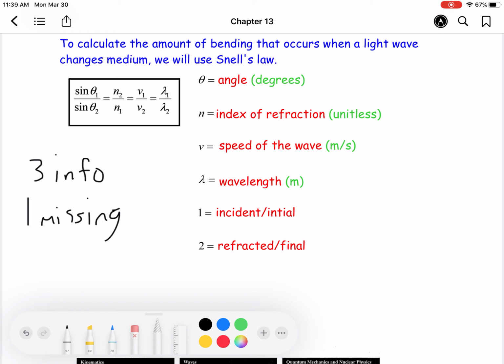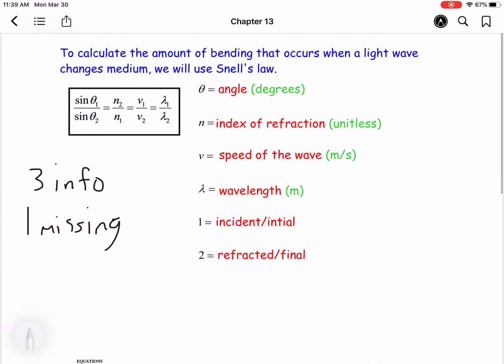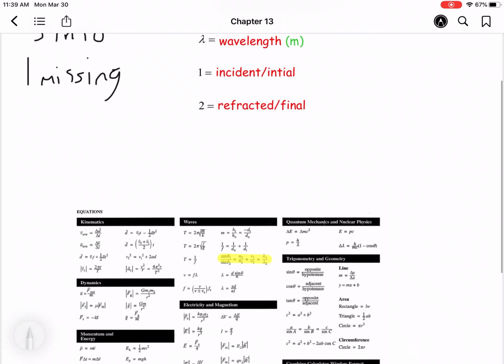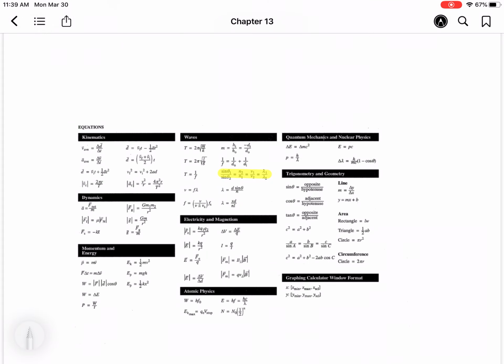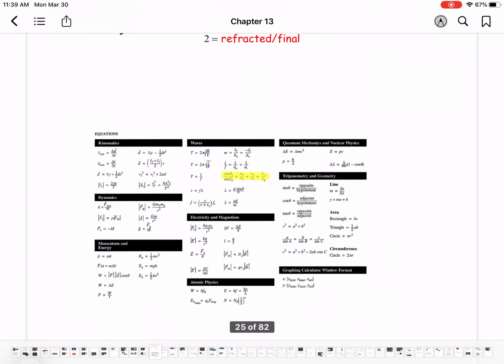The other thing I want to note is that for sine, velocity, and wavelength, it's 1 over 2. But for the index, it's 2 over 1. It's always 2 over 1. Don't mix that up. Double check your formula sheet before you add anything in, before you calculate anything. That's going to help you a lot. On the old formula sheet, it used to look like this. I don't know if you guys have the old formula sheet or not, but on the new one, it's got this just split into 2 spots, but it still means the same thing. These all equal each other.